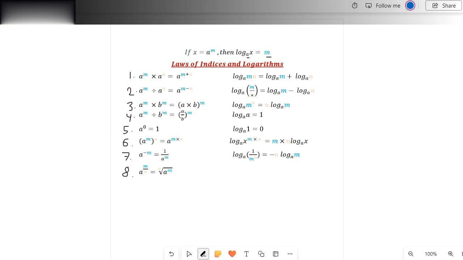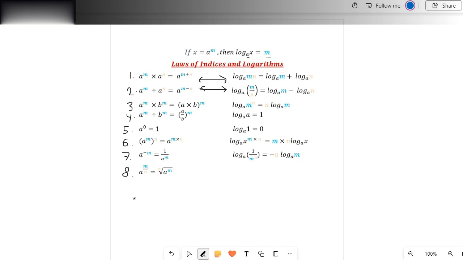So for the first rule, we have log base a of m multiplied with n is equivalent to log base a of m plus log base a of n. For the second rule, we have log base a of m divided by n is equal to log base a of m subtracted with log base a of n, similar to the first and second rule of indices.